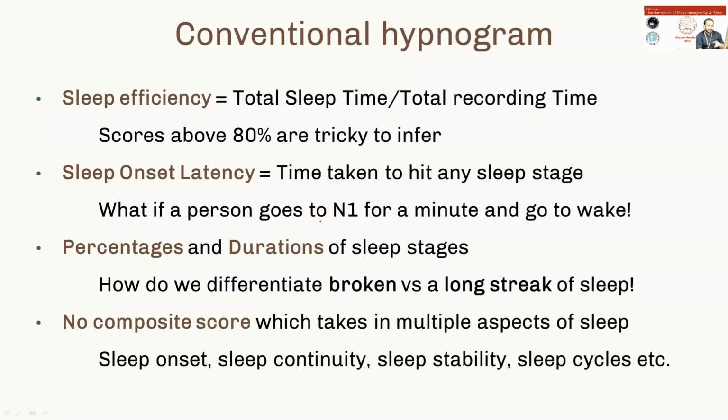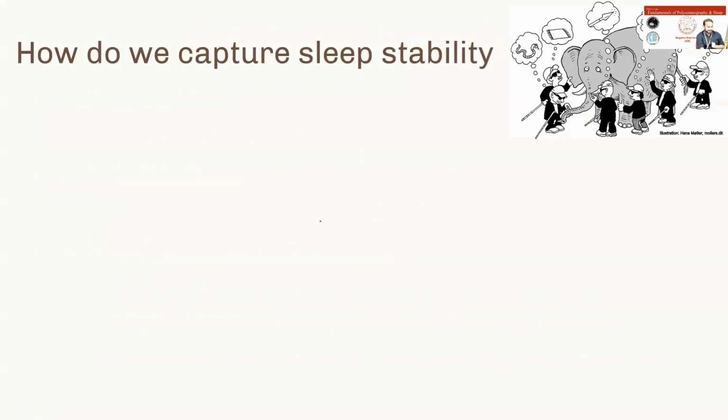For example, we know that sleep happens in cycles. It's not a monolithic entity from lights off to lights on. It advances with cycles, and cycle dynamics change. So we know that REM duration depends towards the later cycles. And where is that getting captured in the conventional hypnogram analysis?